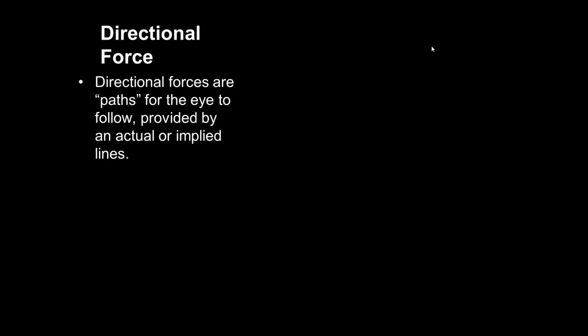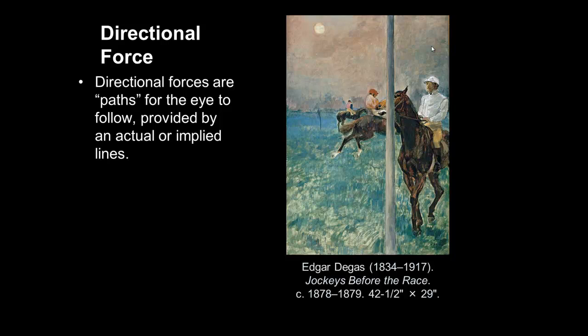Directional forces are basically paths for our eyes to follow. They can be actual or implied. Remember when we looked at Degas's piece, we saw how our eyes were guided to the left, and those are directional forces. How the horses get smaller, and how we see these bright pops of color that guide our eyes to the left and all the way up, those are implied directional forces. An actual directional force would be this pole. Our eye goes up and down this pole, and that's a very direct, actual directional force for our eye to follow.